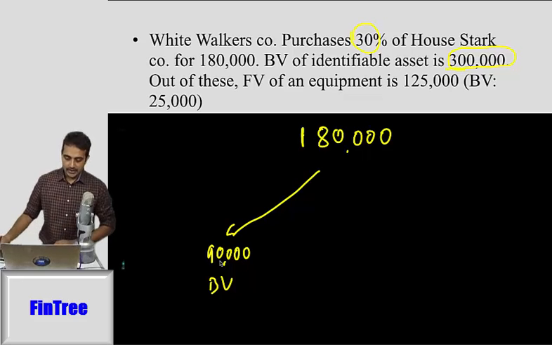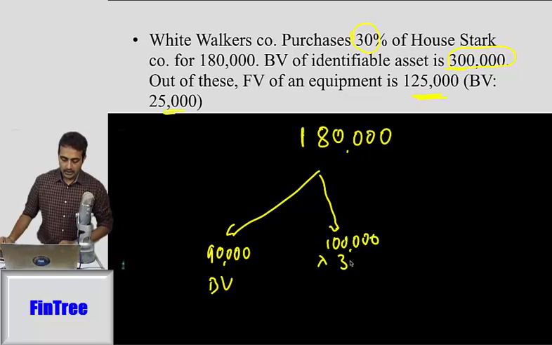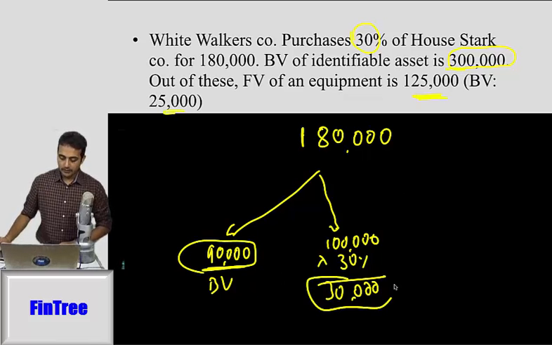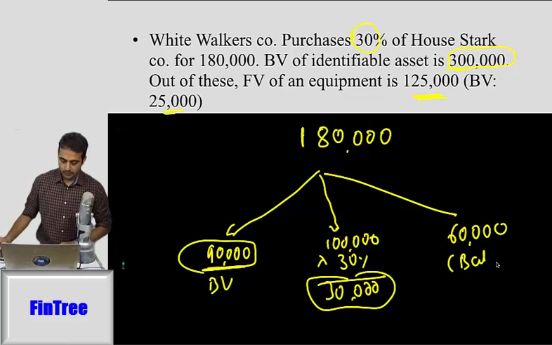Is that fine? Now there is one asset whose book value was 25, but market value is 125. So excess of that value is how much? 100. But we are just buying 30% of that. So 30,000 gets assigned to excess of equipment over the book value. And then whatever is left, so how much is left? 90 plus 30, that's 120. Whatever is left, 60, which is your balancing figure, this we will assign to goodwill.